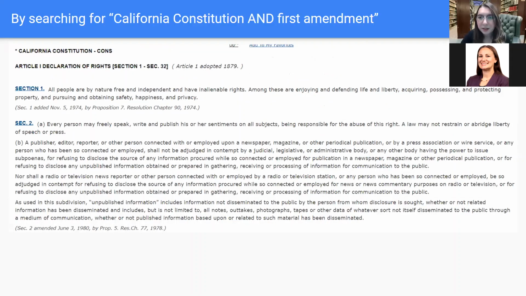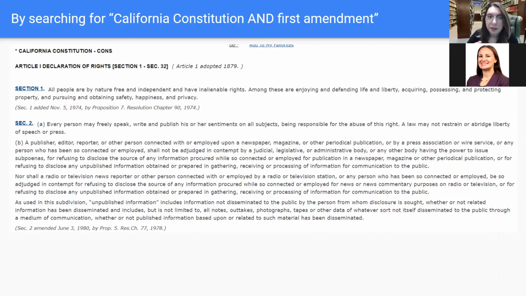So I did a quick search demonstration. By searching for the California Constitution and the First Amendment on Google, it took me to the California Legislature website, which brought me to the California Constitution. If you don't know, most states have their own constitution, just like the United States of America does.